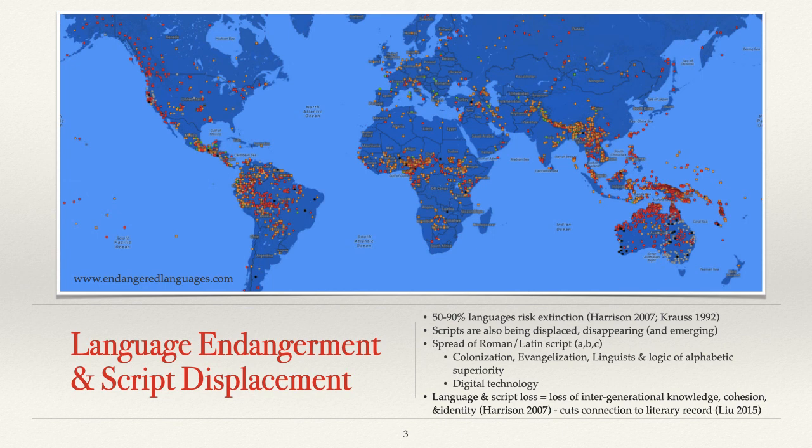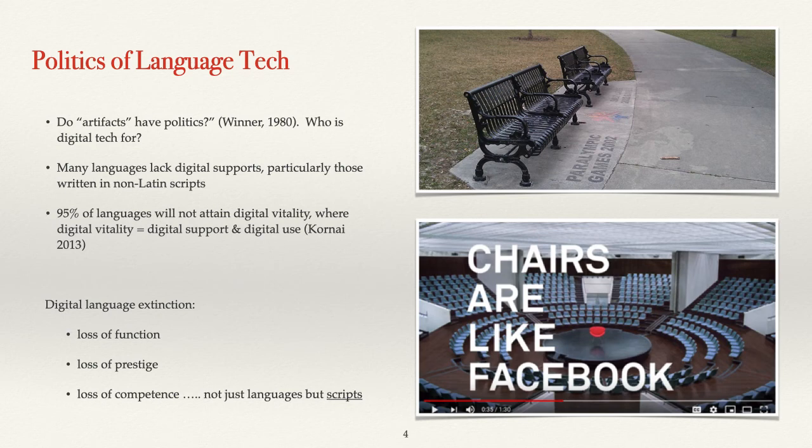Now, why should we care? Many people argue that this process of language extinction and script displacement is really inevitable. But the reality is that as languages go extinct, we lose intergenerational knowledge, cohesion, and identity. And losing a script also cuts connection to a community's literary record, among other issues I'll be discussing.